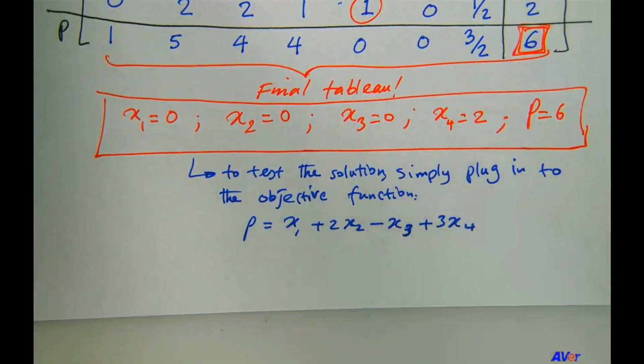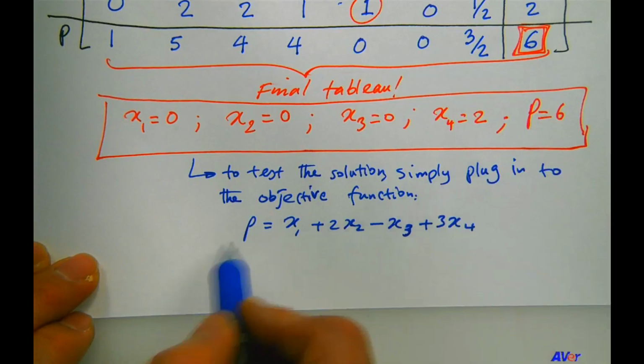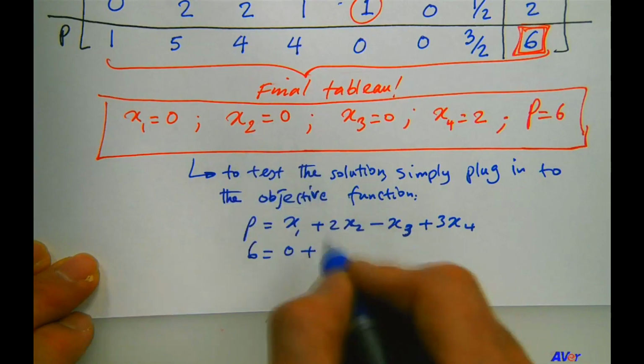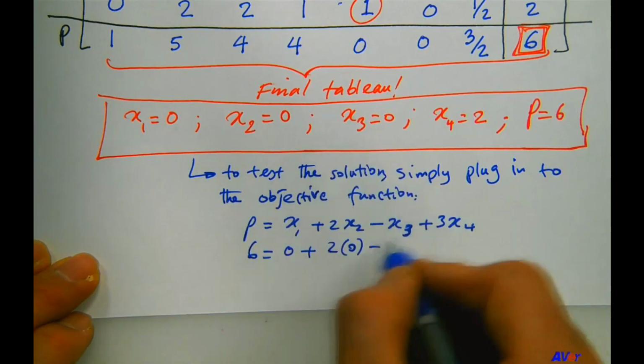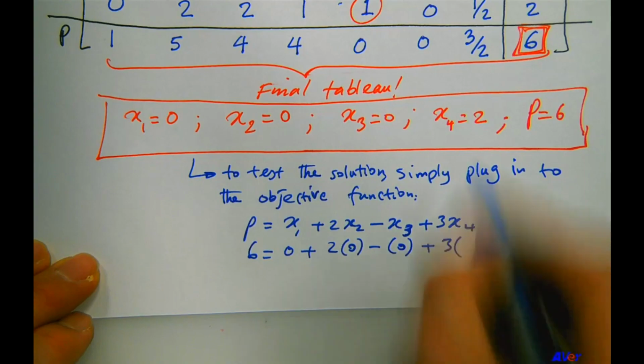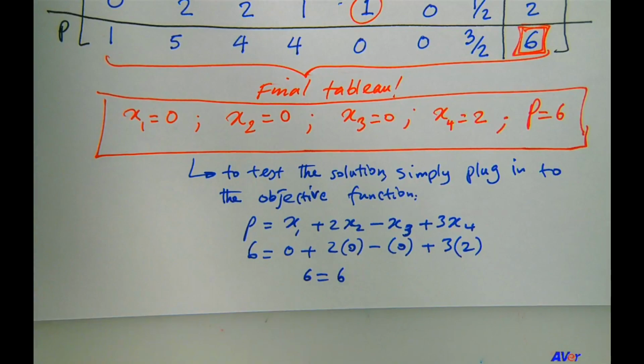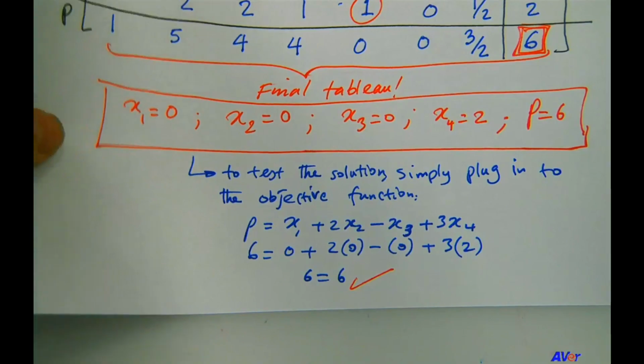So let's plug in. P equals 6, x1 equals 0, x2 equals 0, x3 equals 0, plus 3 times 2. So we end up with 6 equals 6. Is this valid? Yes. Right? So we can quickly test our solution if we're interested in that. All right. So we're done with that. Let's go over a word problem.